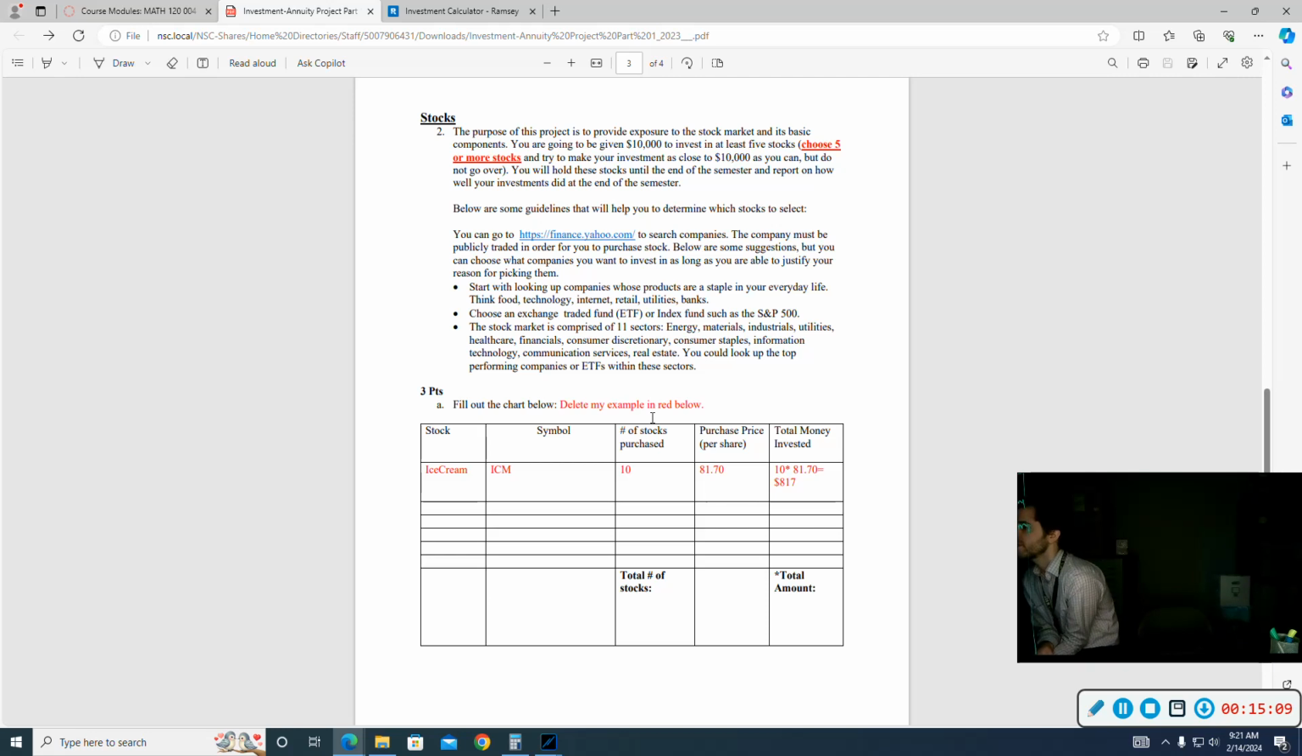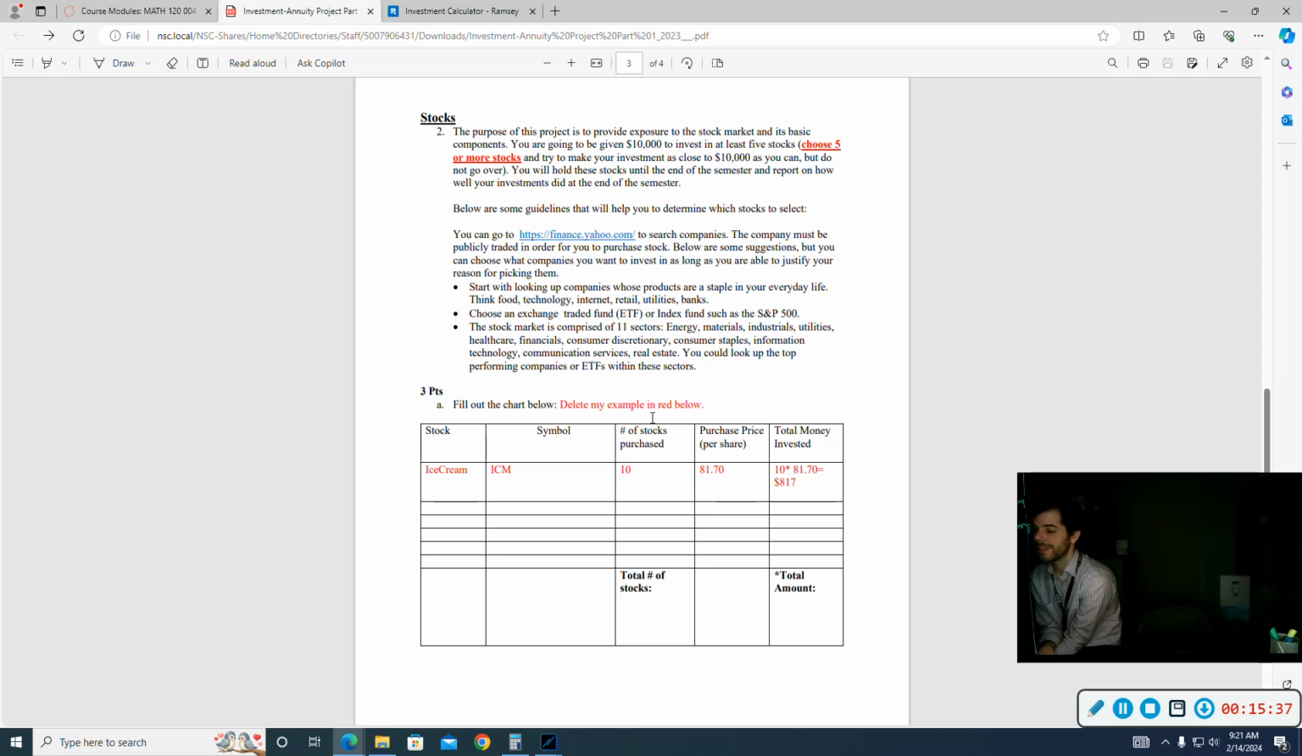Okay, so the purpose of this project is to provide exposure to the stock market and its basic components. You are going to be given $10,000 to invest in at least 5 stocks. Try to make your investment as close to 10,000 as you can, but do not go over. You will hold these stocks until the end of the semester and report on how well your investments did. This is going to be a fun little exercise.